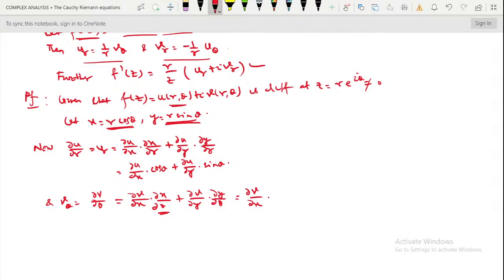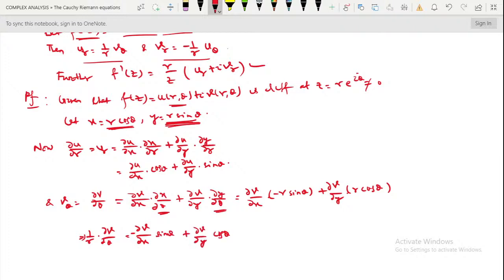So now 1 by r into del v by del theta. Del v by del theta is this one. Then 1 by r into del v by del theta, so now dividing by r, this will be del v by del x minus del v by del y cos theta. Okay.